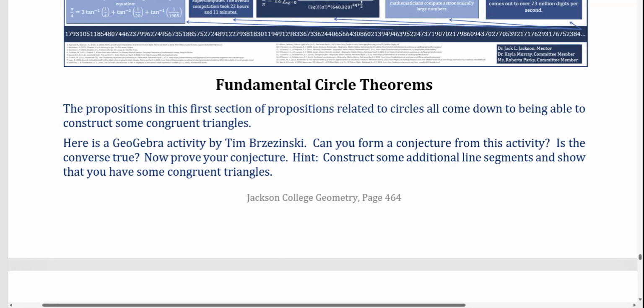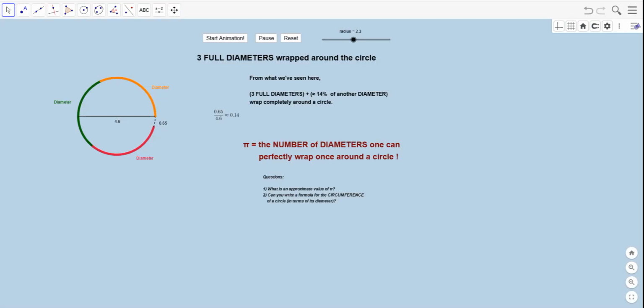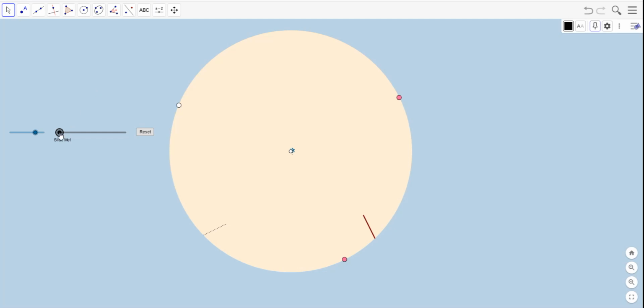So here's another GeoGebra activity. Let's look at this one here and see if you can see what's going on. So we've got a circle here. First of all, see what we've got. We've got a chord to the circle, and we're drawing a perpendicular to that from the center of the circle. See that? Now we have another chord here, and we're drawing a perpendicular there. So those are right angles.